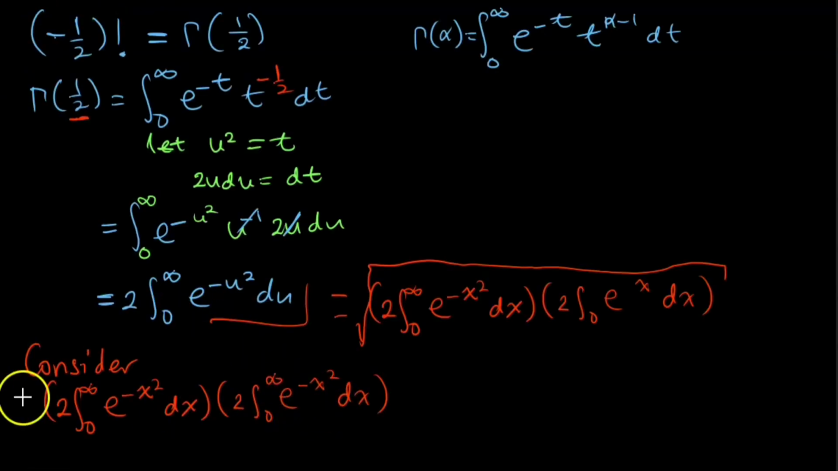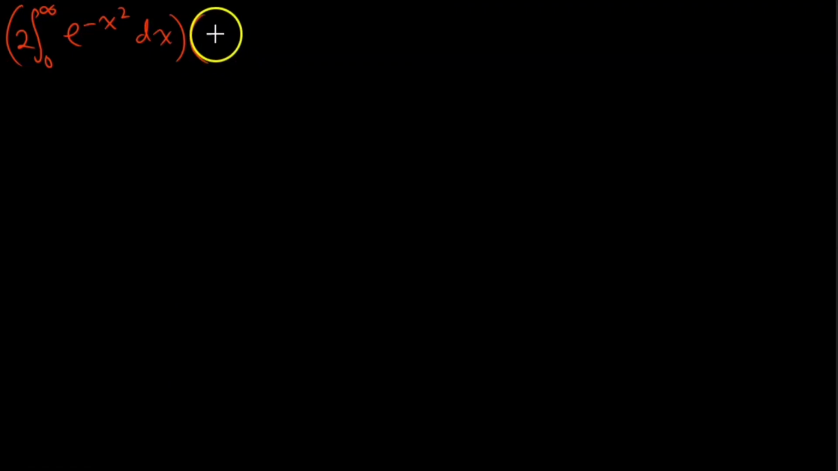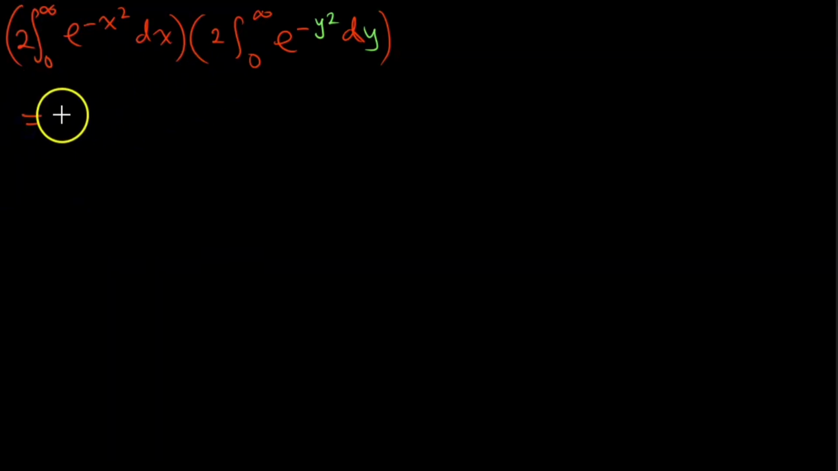Then the next one is this. Again, since the variable is a dummy variable, I'm going to rewrite it so that we change the variable from x to y, which is the same thing. This is e to the power of negative y squared dy. So by similar reason, let's multiply these two. 2 times 2 is 4 times the integral from 0 to infinity, that's the first integral, and the second integral is the integral from 0 to infinity.